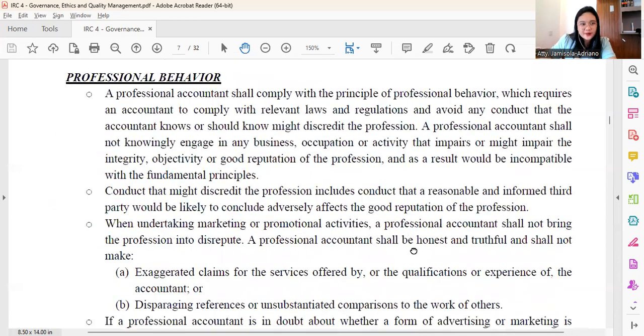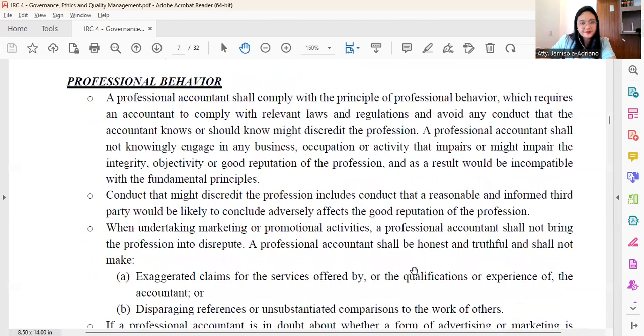Okay, another fundamental principle is your professional behavior. A professional accountant shall comply with the principle of professional behavior, which requires an accountant to comply with relevant laws and regulations and avoid any conduct that the accountant knows or should know might discredit the profession. So, for example, do not engage in illicit affairs. If you become a mistress and you get caught, that fact will be reported in the newspaper, and the reporter will describe you as Miss blah blah blah, an accountant caught cheating, something like that. So that would discredit the profession.